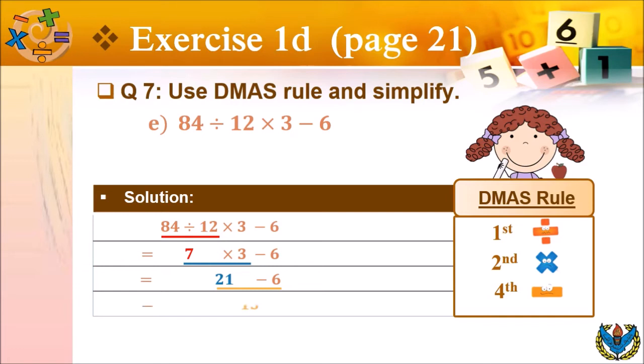21 minus 6 is 15. With the help of Demas rule, we have solved our question easily. But remember one thing, while writing your solution, you have to put equal sign first at every step.